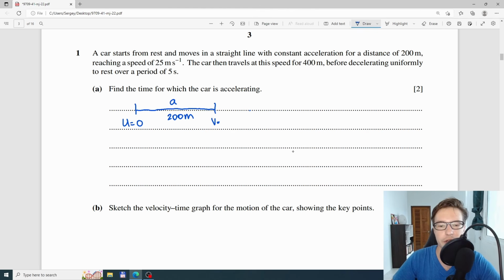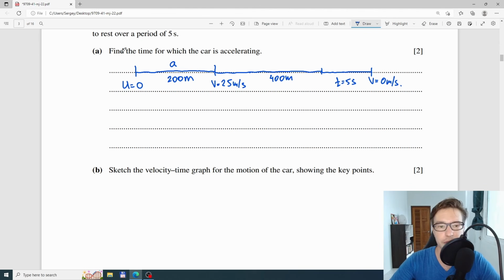So I'm going to draw v equals 25 meters per second, and then we keep moving with the same speed for another 400 meters. After that, we're going to decelerate uniformly, so there's a constant deceleration for the period of 5 seconds, and that means we're going to reach velocity of 0 meters per second. Okay, now the problem is broken down on a diagram, and now it's easier to work with.